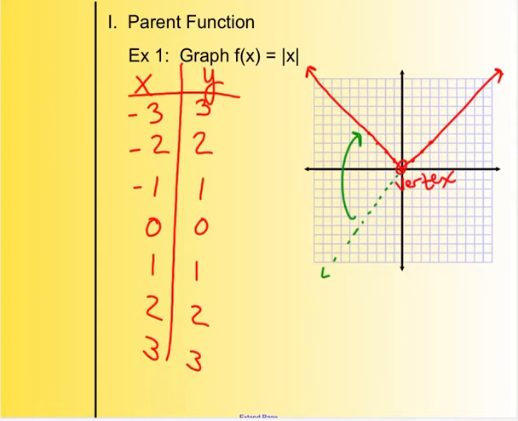The other thing I want you to notice is the slope of each side of our V. So off to the right, we're going up 1 over 1, up 1, right 1, up 1, right 1. So our slope is +1. And off to the left, we're going up left, up left, up left. So our slope is -1. So we're going to use the vertex and the slope of either side to translate our parent function.